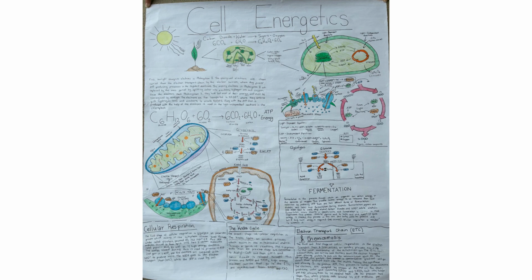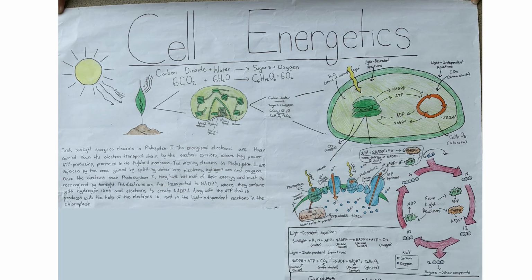This is our cell energetics poster by Suzanne, Dory, Sammy, and Parker. This is our overall model of photosynthesis. The equation for photosynthesis is 6CO2 plus 6H2O equals C6H12O6 plus 6O2.